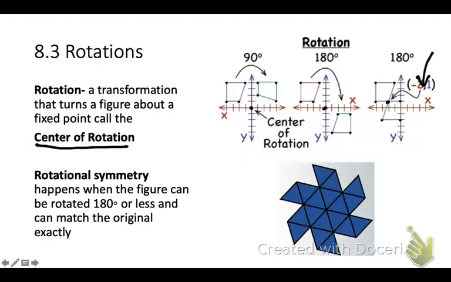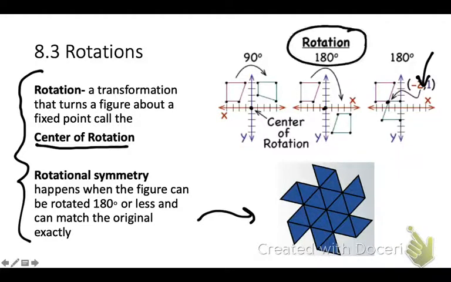You also need to know about rotational symmetry, which happens when a figure can be rotated 180 degrees or less and can match the original exactly. So for example, the picture that I have, you do not need to copy down the picture, has rotational symmetry. We're going to practice some of these. So copy down all the words. If you need to pause the video, pause the video. If you can, do some rough sketches of these three pictures so that you understand how things are rotated.